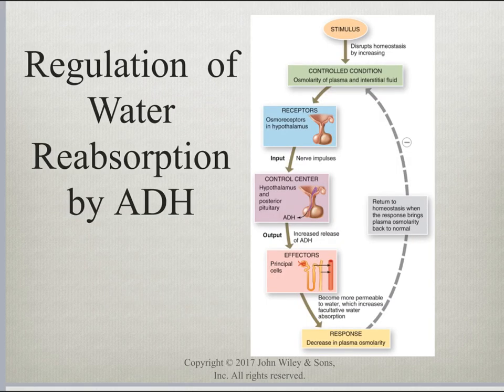Now we can put this all together by looking at a negative feedback loop which regulates water reabsorption with the aid of antidiuretic hormone. So we start right here at the stimulus. The stimulus is going to basically disrupt homeostasis by increasing osmolarity of plasma within that interstitial fluid.